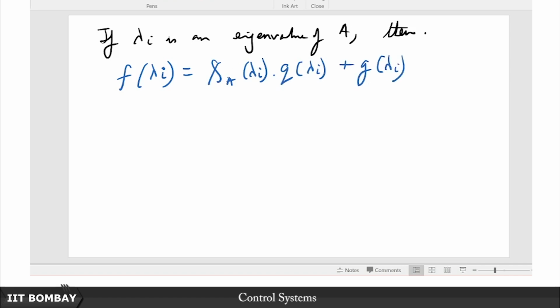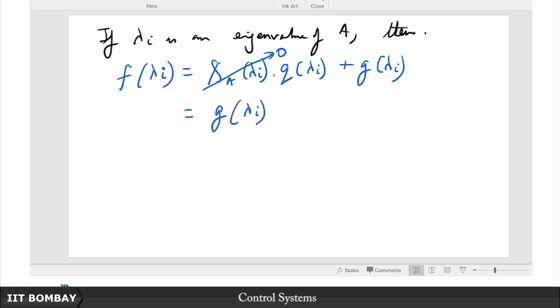But what do we know about chi of A, lambda I? Of course the roots of the characteristic equation are nothing but the eigenvalues of A. So at the eigenvalues of A, the characteristic equation must equate to 0. So therefore this must be equal to 0. So therefore if lambda is an eigenvalue of A, then f must be equal to g at lambda I.